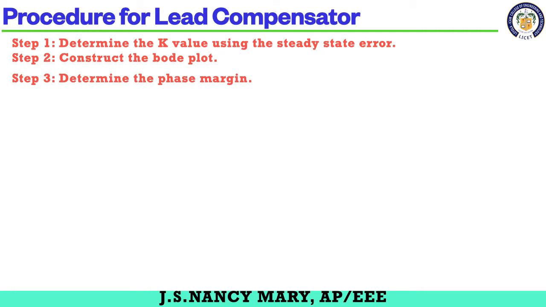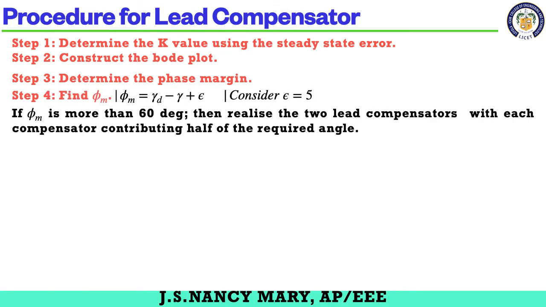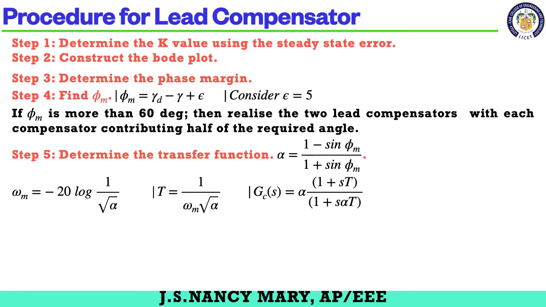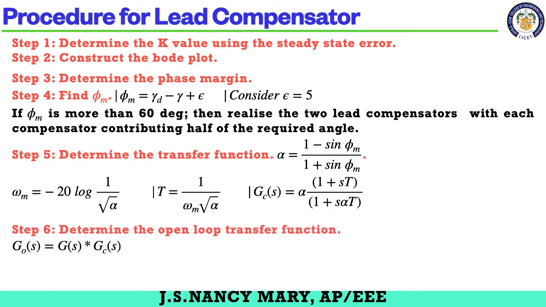Then you need to find out if it is more than 60 degrees, take half of the angle, and then using these formulas find out what is Gc(s), the compensator transfer function. So G naught is given by G(s) into Gc(s). Now again you construct the Bode plot and check whether you are getting the desired phase margin.